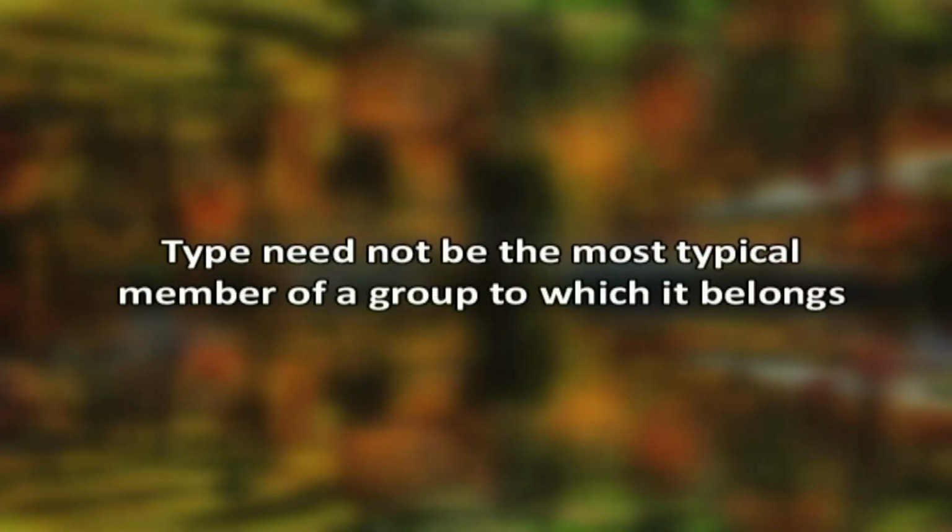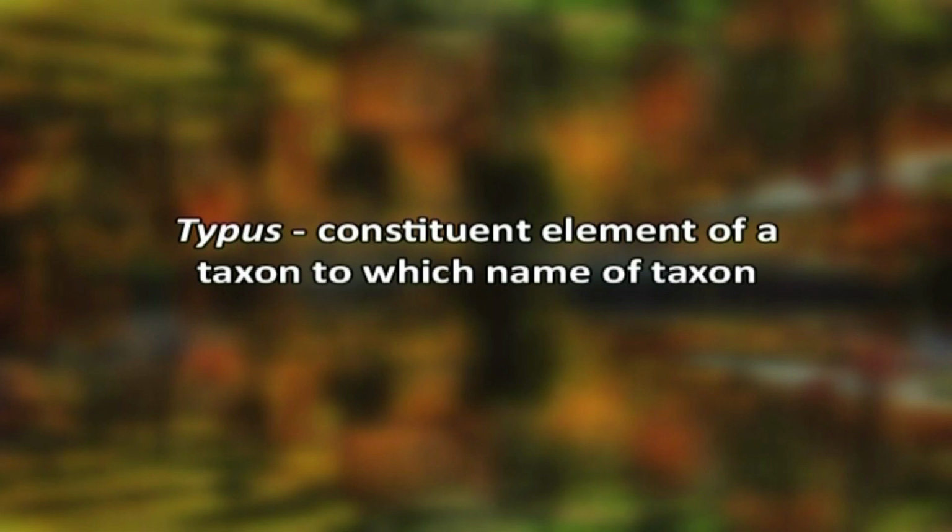Describing species and infraspecific taxa and determining type specimens for them is part of scientific nomenclature. The type need not be the most typical member of that group to which it belongs. It only fixes the name of a particular taxon, and the two are permanently associated. Hence, a type or typus is that constituent element of a taxon to which the name of the taxon is permanently attached, whether as a correct name or a synonym.